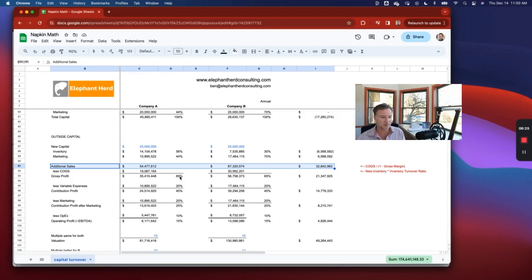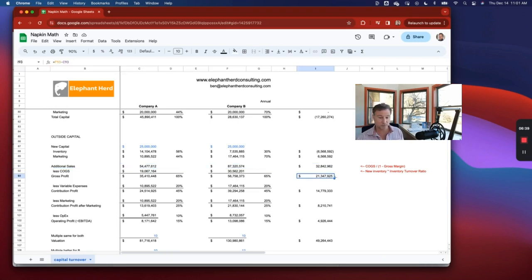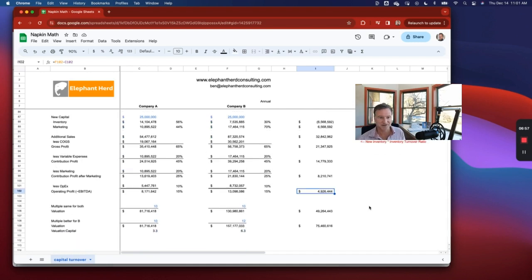And then as you can see, all the margin structure stays the same. We assume no operating leverage. Again, it's napkin math for illustrative purposes. But as you go down the P&L, you see that B is generating $21 million more of gross profit, almost $15 million more of contribution profit, over $8 million of contribution profit after marketing. And when we get all said and done, it's generating almost $5 million more of EBITDA. So that's a massive difference.